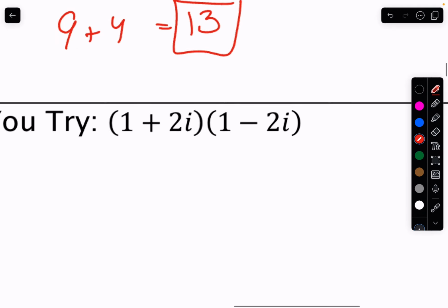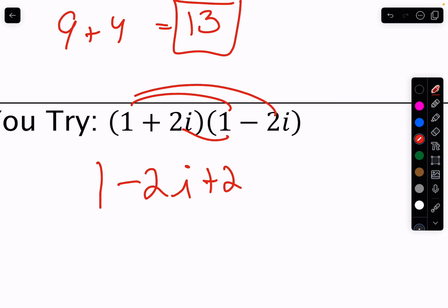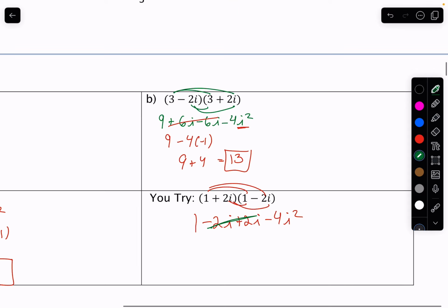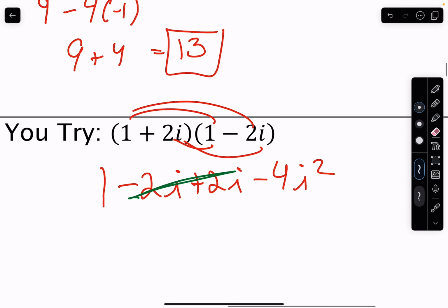All right, and then here we distribute. We get 1 minus 2i plus 2i minus 4i squared. These guys cancel. Now, you're probably like, well, why? How come all of these terms are canceling? And we're going to talk about these guys.